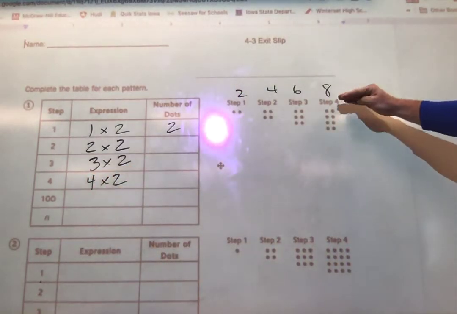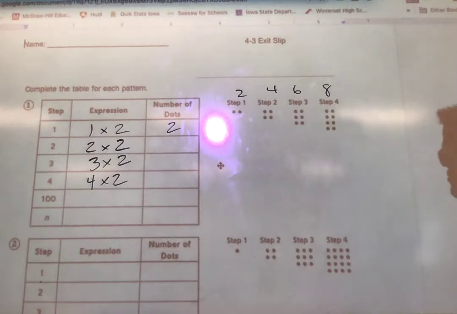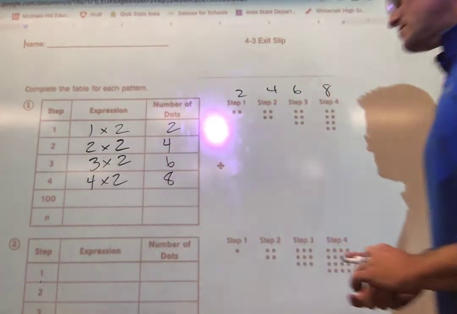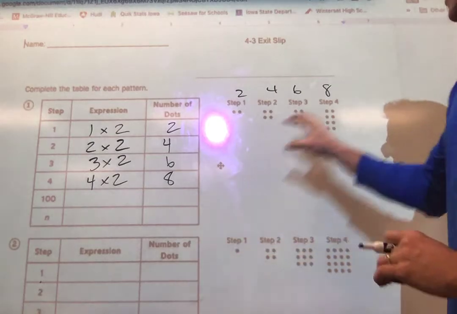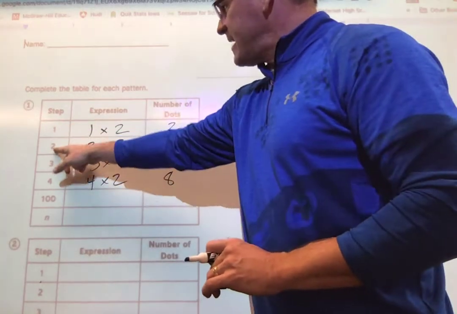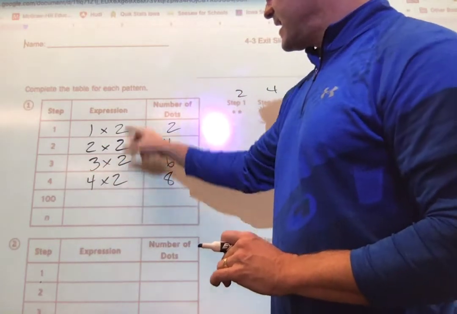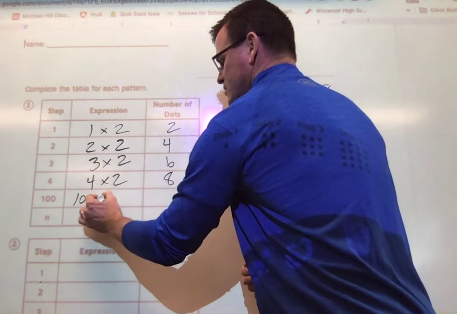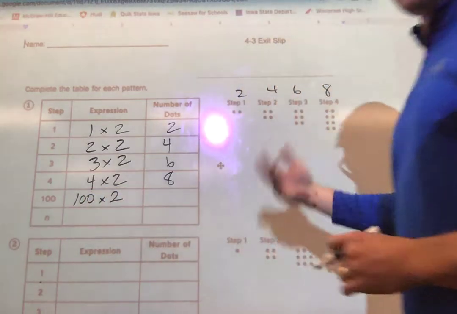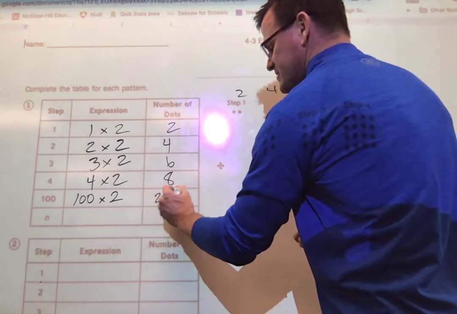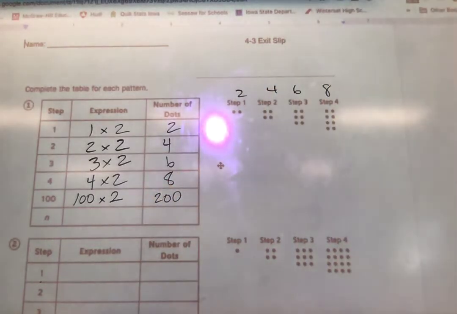So I found the pattern. I just have 4 groups of 2 here. So I know here I have 4, 6, and 8 dots. So what if I have 100? I don't want to draw out 100 steps. So I can see the pattern, whatever step I'm on, I'm taking it times 2. So if I'm on the 100th step, I'd do 100 times 2. I'd have 100 groups of 2 if I'm following this pattern, which I know without drawing the picture then, I'd get 200 dots.